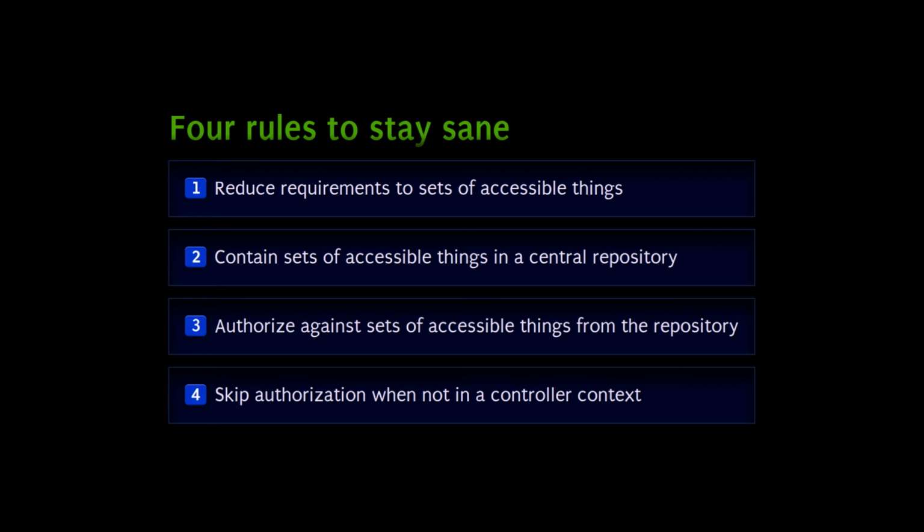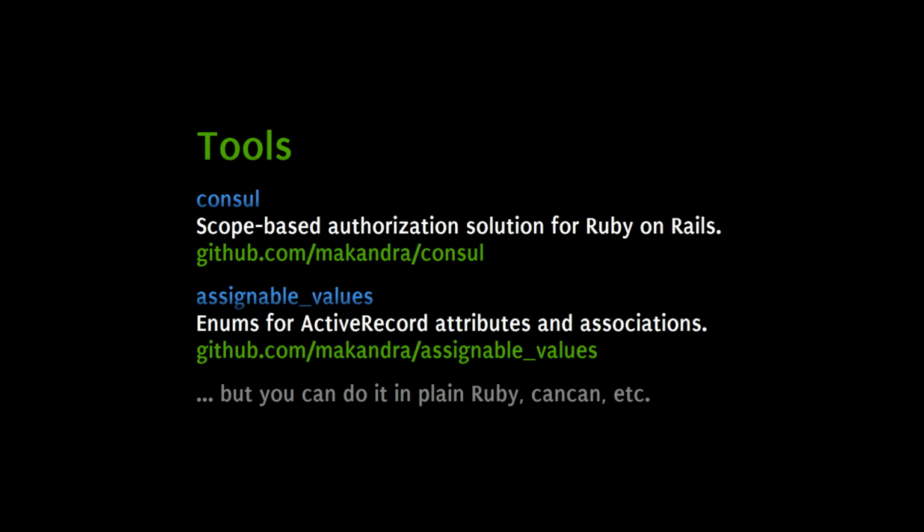And I will show you how we apply these rules. I will use 2 tools for this. These are Consul and Assignable Values. Basically, those tools are not very special. It's just the way that I like to do it, or we like to do it. But everything we talk about here, you can do with other authorization gems. You can do it in plain Ruby. You can do it in any language of your choice.